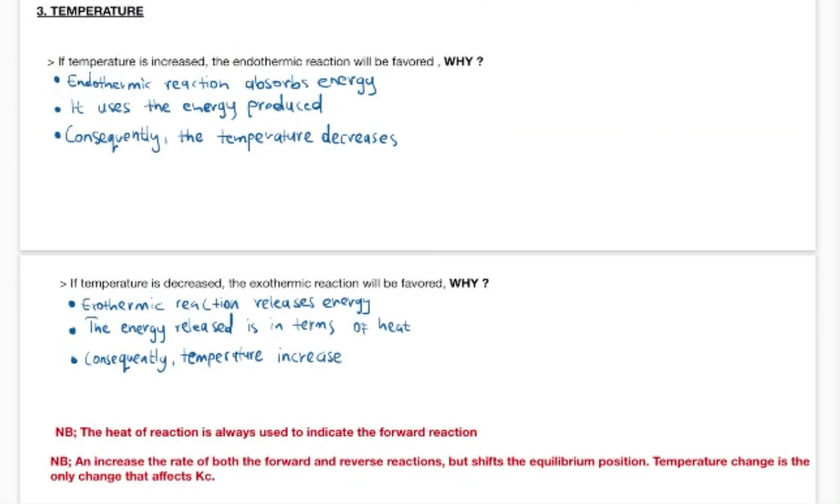So now we are going to talk about the third factor that can affect our chemical equilibrium. So we're going to talk about temperature. So how does temperature affect our chemical equilibrium? We say if the temperature is increased, the endothermic reaction will be favored. Why is the endothermic reaction favored? Because the endothermic reaction is the reaction that can decrease the temperature in the system.